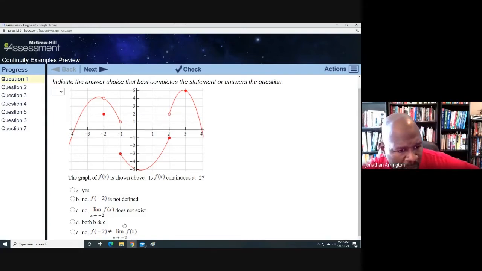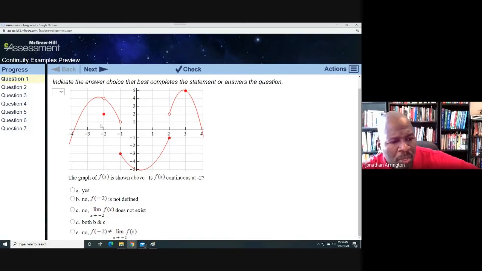So this first problem, it says the graph of f of x is shown above, and it says, is f of x continuous at x equals -2? So here's x equals -2 right here. So is the function continuous at x equals -2? What do you think? So you should say no. So anytime you're looking at an x value, and if you see an open circle, you're not continuous at that point. No matter if it's defined somewhere else, anytime you see an open circle, you're not going to be continuous at that particular point. So this is definitely not continuous, but why?